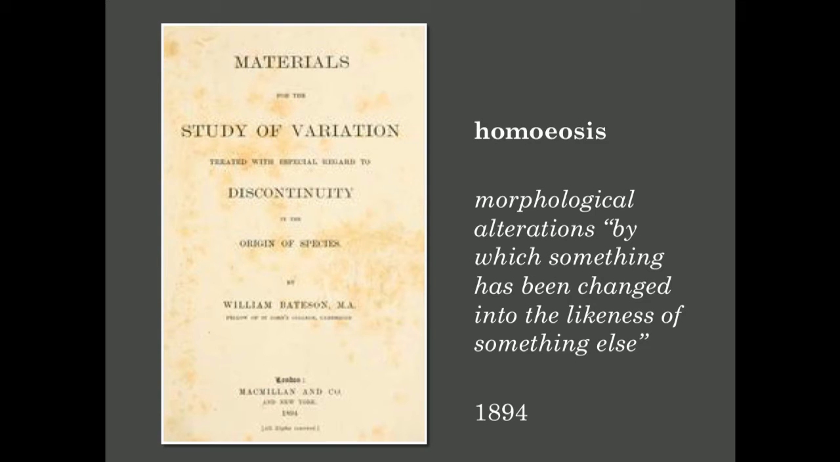Genetics was coined a little bit later, but here he coined the term homeosis, which is where we now take homeotic genes, homeotic transformations, et cetera, from. And homeosis he defined as morphological changes whereby something has been changed into the likeness of something else. Some part of the organism is mimicking some other part. Okay, so this is where the name came from for these genes that we study.